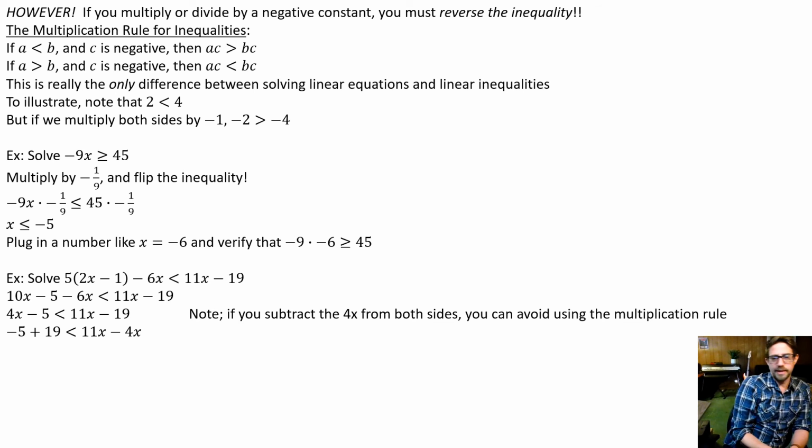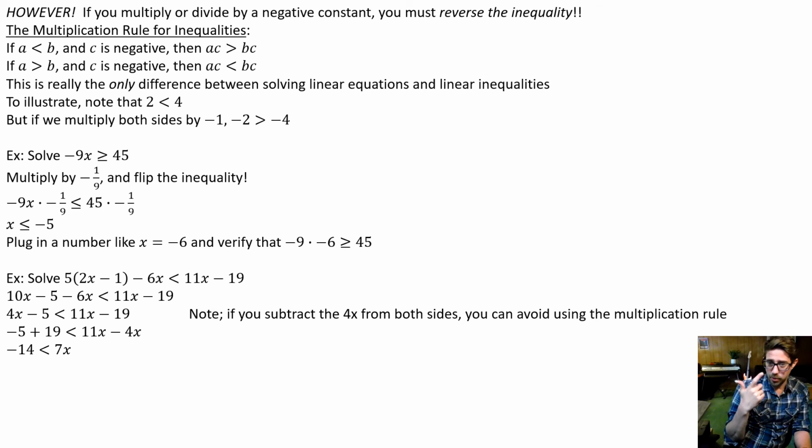Right, because the whole goal is to get x by itself. But it doesn't matter which side of the inequality it's on by itself. It can go either way. So I did that in one move. I subtracted the 4x from both sides and I added 19 to both sides. So now what do I got? I've got 14 is less than 7x.